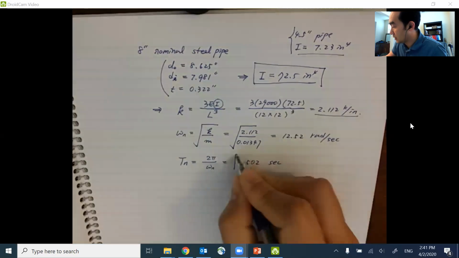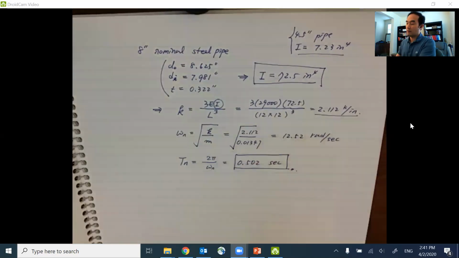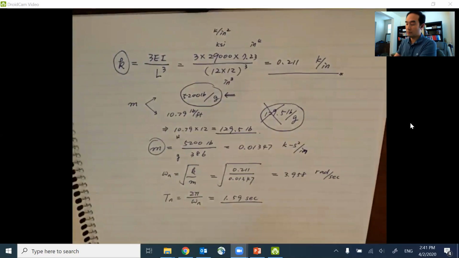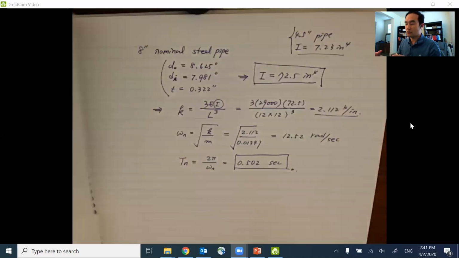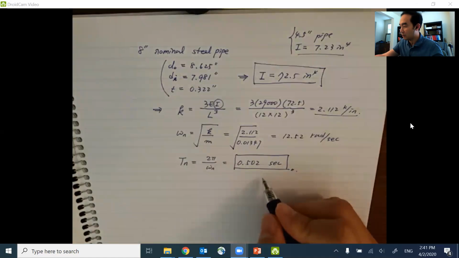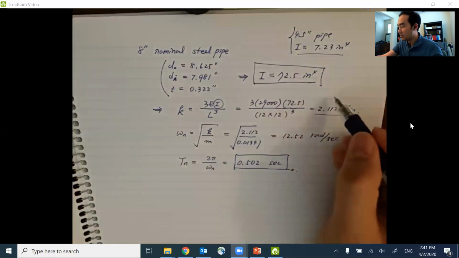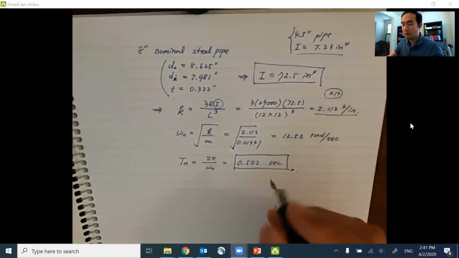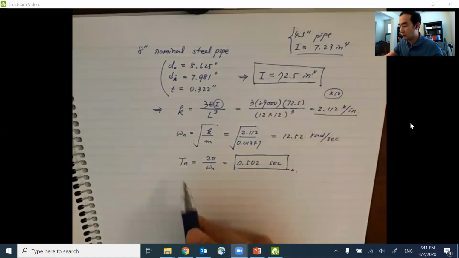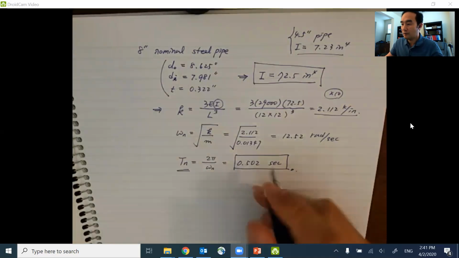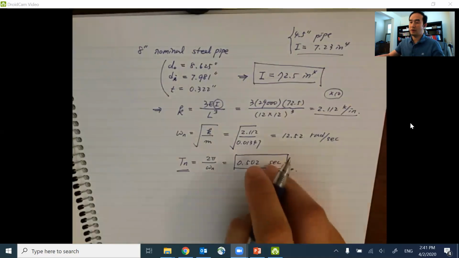Okay, so this is a big difference, right? Earlier with a 4.5 nominal diameter steel pipe, we got 1.59 second. Now, when we increase the size to 8-inch nominal steel pipe, the period has changed as well. Even though the stiffness is almost 10 times compared to the previous size of the pipe, the period changed from 1.59 second to 0.5 second. And we'll see how this change will affect our calculation.